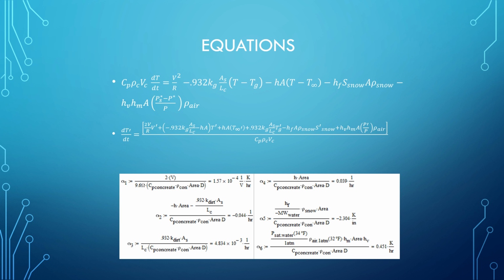Once we had that equation, we linearized it with respect to the variables: the voltage, the temperature of the driveway, the temperature of the air, the temperature of the ground, the height of the snow, and the partial pressure of the air. With the linearized equation, we then came up with alphas based on tabulated values. We looked up constants online and used heat and mass correlations to get our H's and calculated alphas, which would be used in our transfer functions later.